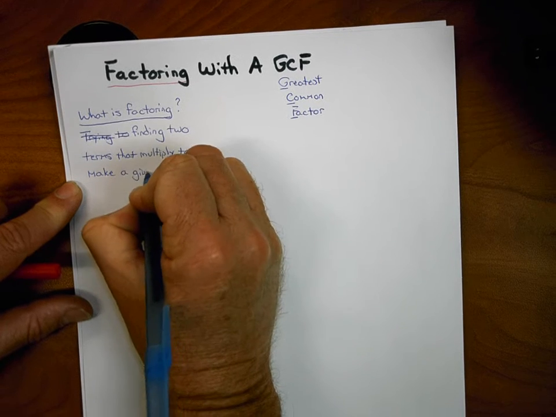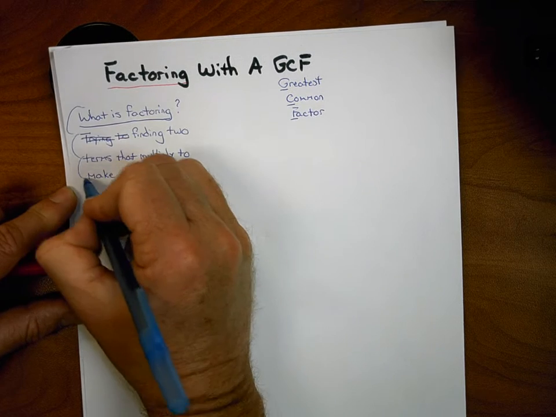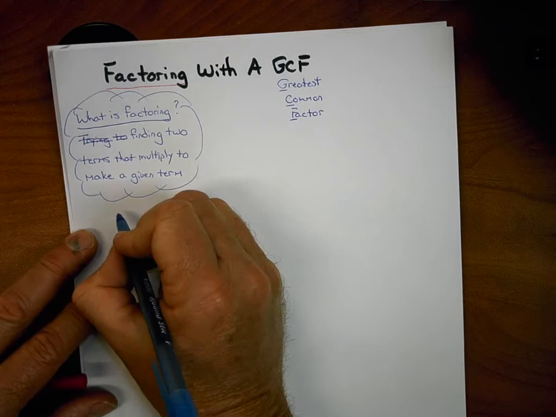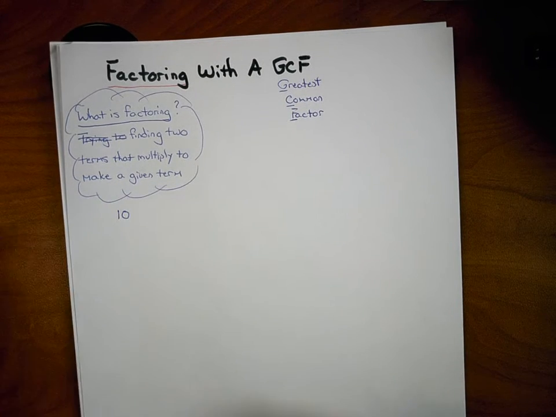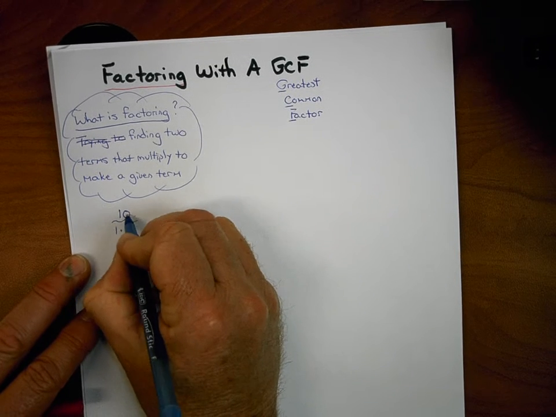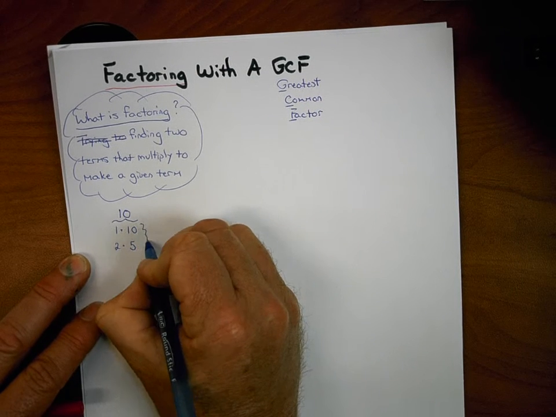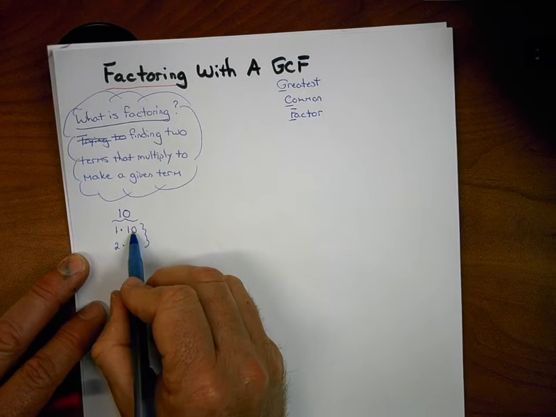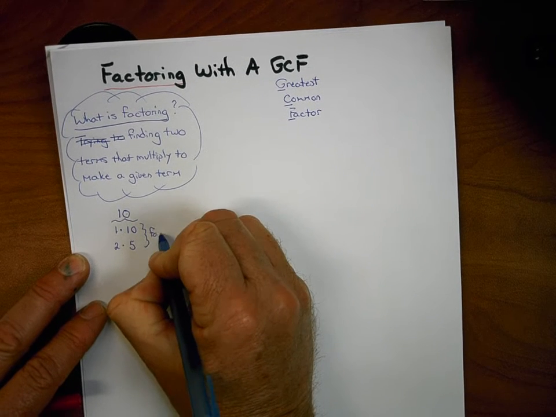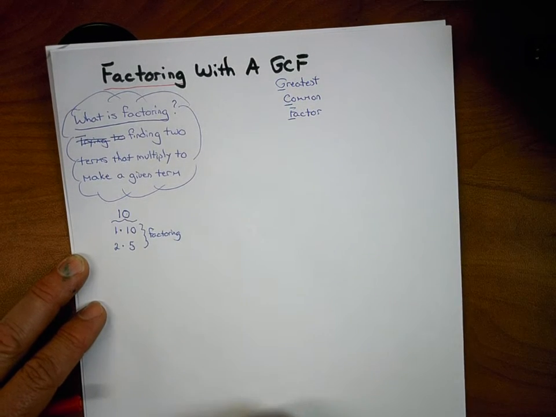We're going to go over just a simple thing of what it means to factor, but that right there is the concept of factoring. So, let's say I give you the number 10, and I say factor it. Well, how do you factor 10? You could say 1 times 10 is equal to 10, or you could say 2 times 5 is equal to 10. Notice, I just found two terms that multiply to make a given term. So 1 times 10 is factoring 10. 2 times 5 is factoring 10.